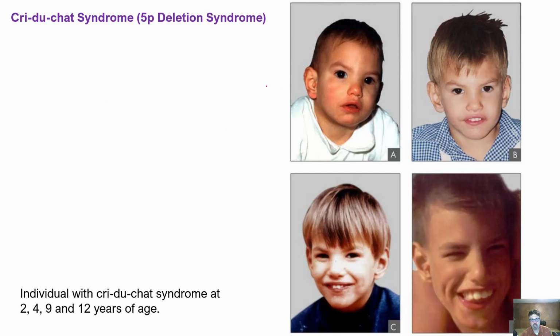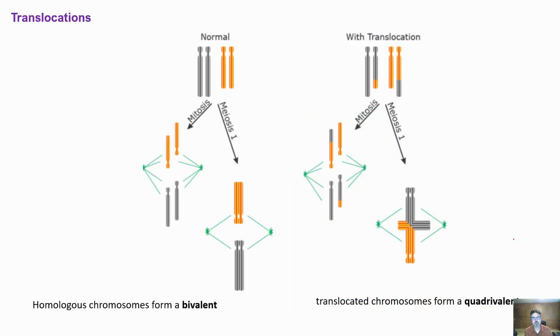Here's an individual that we can see as they progress through the years. So we start at 2 years old, 4 years old, 9 years old, and 12 years old, just to give you kind of a developmental picture of Cri-du-chat.